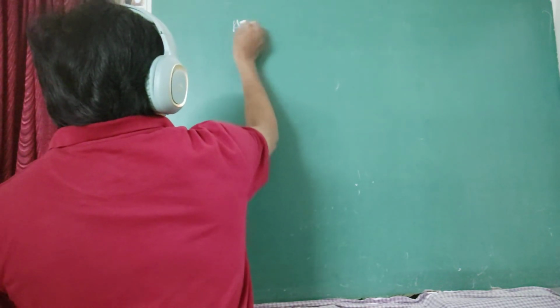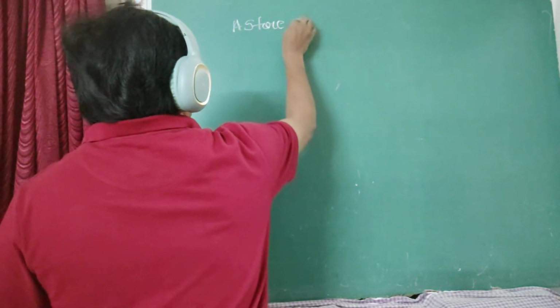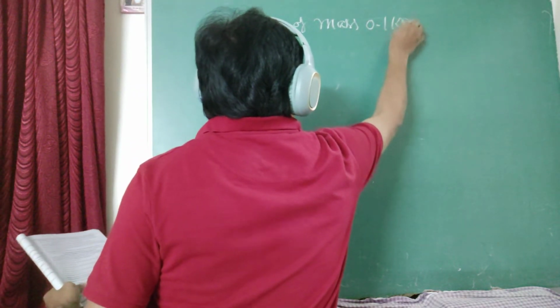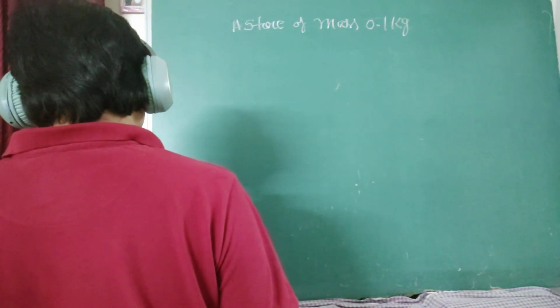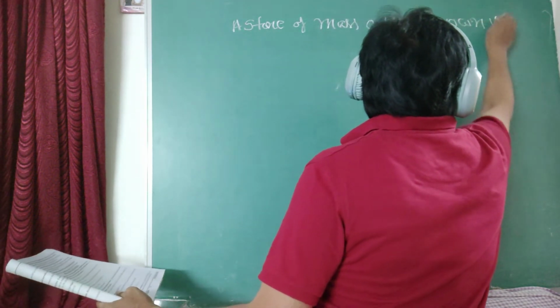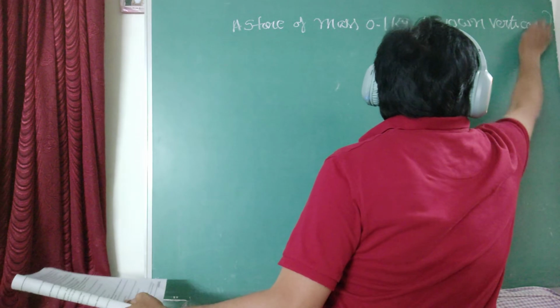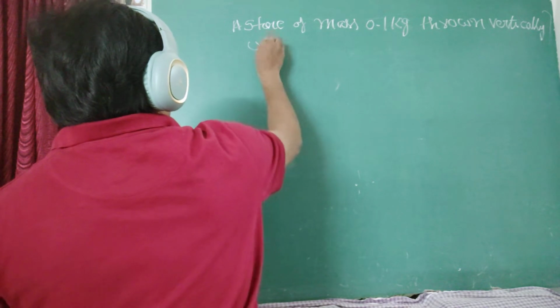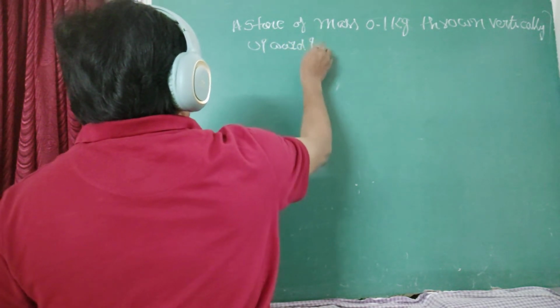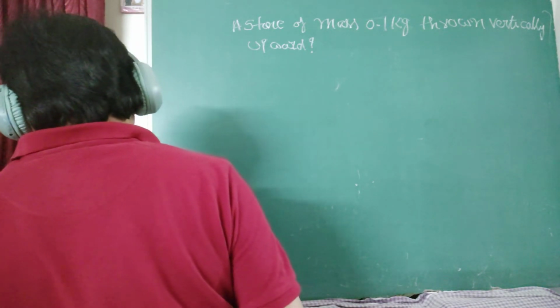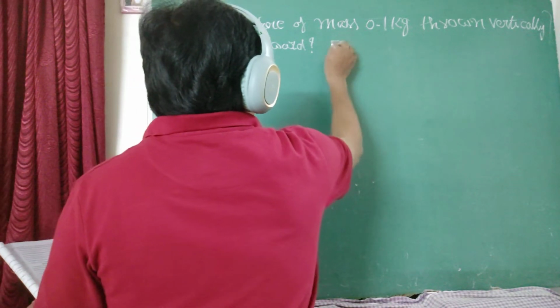Now another question. A stone of mass 0.1 kilogram is thrown vertically upward. You want to calculate the force on the stone.